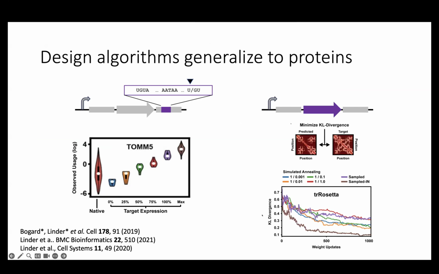But I also want to point out that the type of algorithms that we make are not limited to untranslated regions or even mRNA or DNA. We can also use them, for example, to generate protein sequences that should fold into a particular target structure according to trRosetta or AlphaFold or something like that. So it's pretty general design algorithms that work with biopolymer sequences.